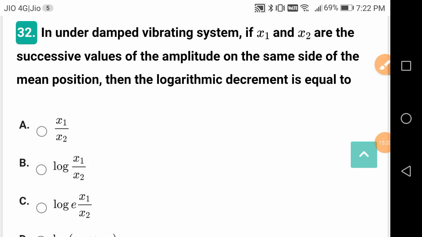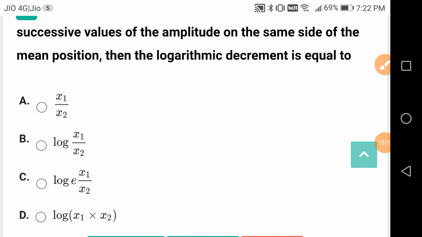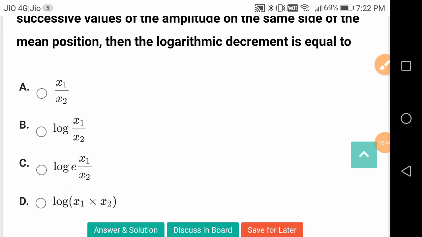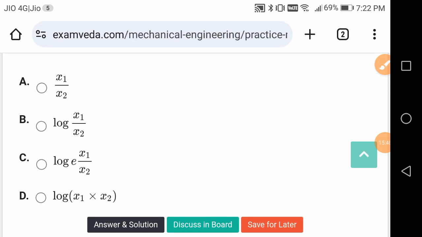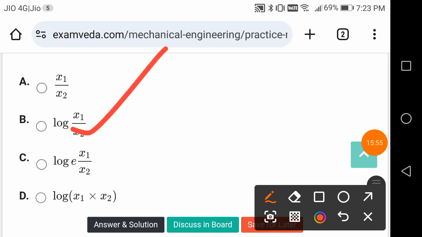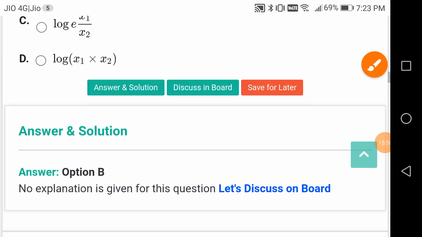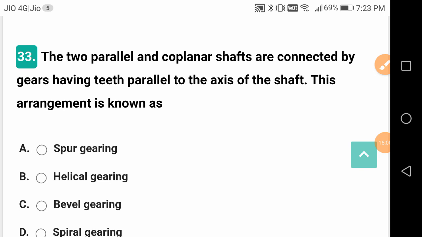In underdamped vibrating system, if x1, x2 are the successive values of the amplitude on the same side of the mean position, then the logarithmic decrement is equal to ln x1 by x2. Sorry, log x1 by x2. ln means natural logarithm, but here you have to take the base 10. That's the correct answer, log x1 by x2. So don't confuse between natural logarithm and base 10 logarithm.